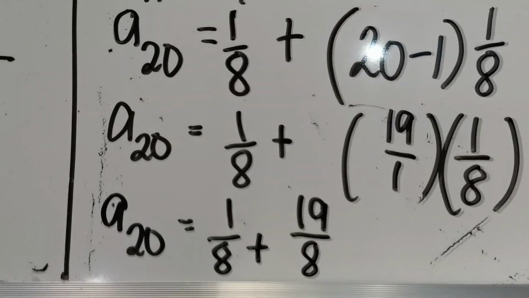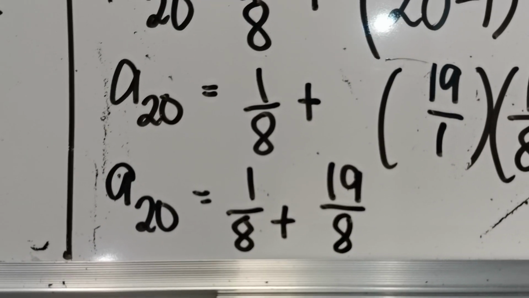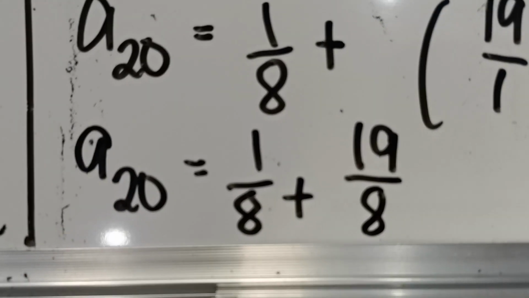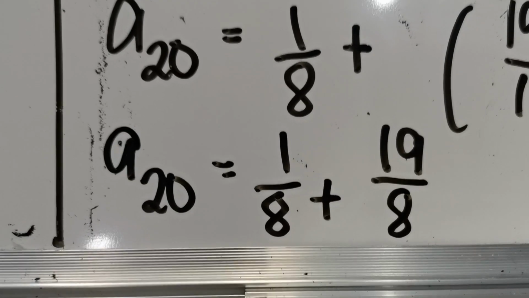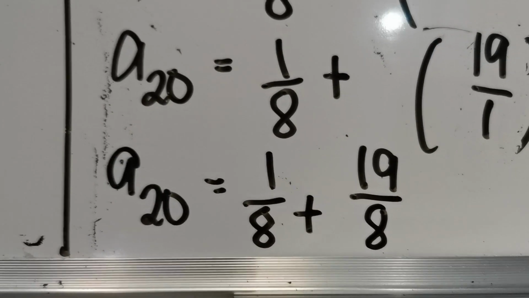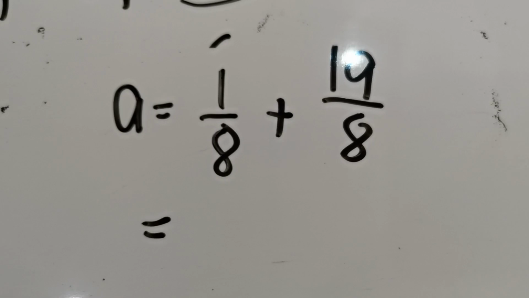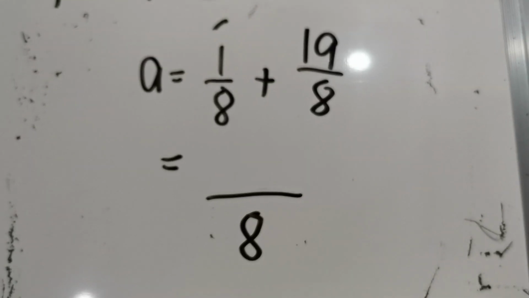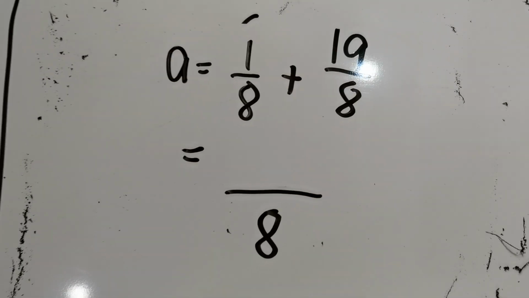So, proceed na tayo. We have here, a sub 20 is equal to 1/8 plus 19 over 8. Now, again, addition naman tayo ng fraction dito. Napaka-basic lang din ng rules sa addition of fraction. If similar fractions sila, wala na kayong problema. You just have to copy the denominator. Copy the denominator, which is 8. Proceed with the addition ng ating numerator. So, 1 plus 19 is 20.